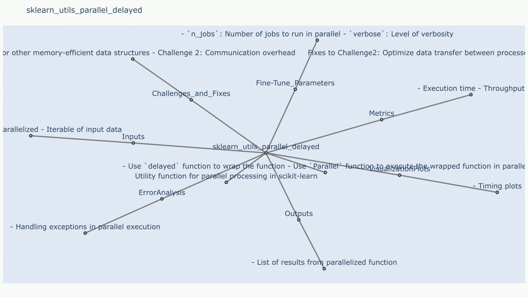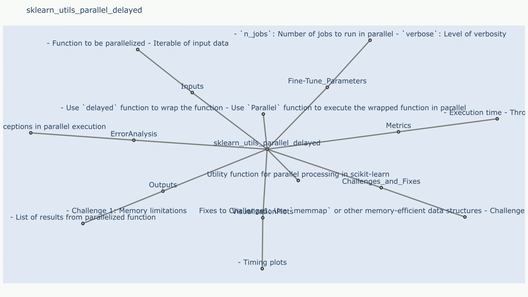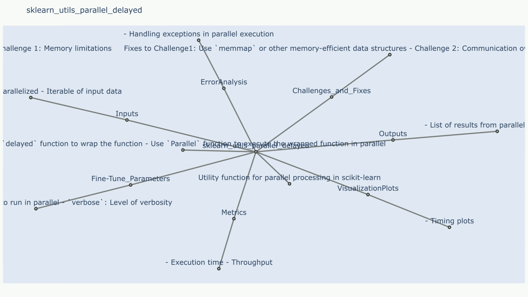Challenge 2: GIL limitations in Python. The Global Interpreter Lock (GIL) limits the true parallelism of threads. While delayed can be used with the threading backend, the GIL may limit its effectiveness, especially for CPU-bound tasks. Sample use case that resulted in challenge 2: performing computationally intensive operations with threading.